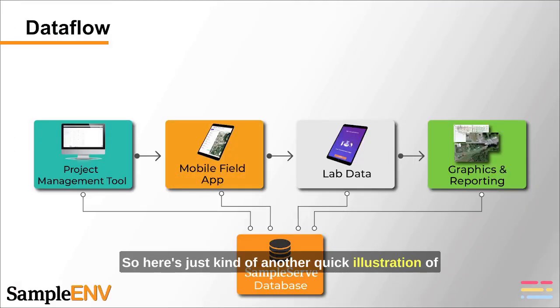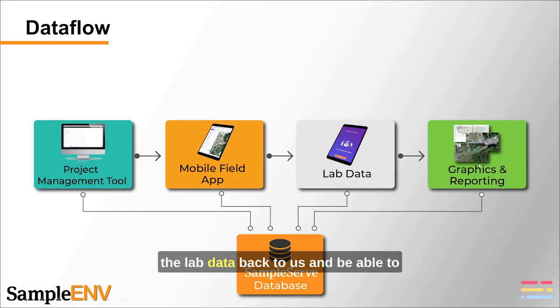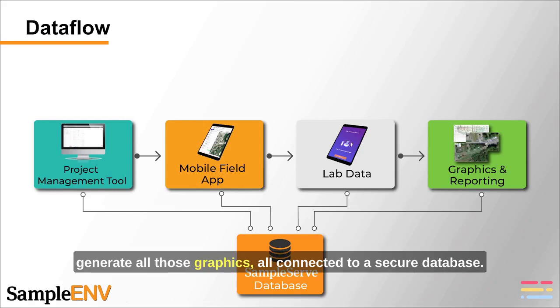So here's just kind of another quick illustration of how the data flows through the platform. It goes from the project management tool, data gets put into there. Then you collect it with the mobile field app. You're going to set up your project, push it to the mobile field app, then it gets pushed to the laboratory app, into the lab platform, and then they're able to scan those in, push the lab data back to us, and be able to generate all those graphics.